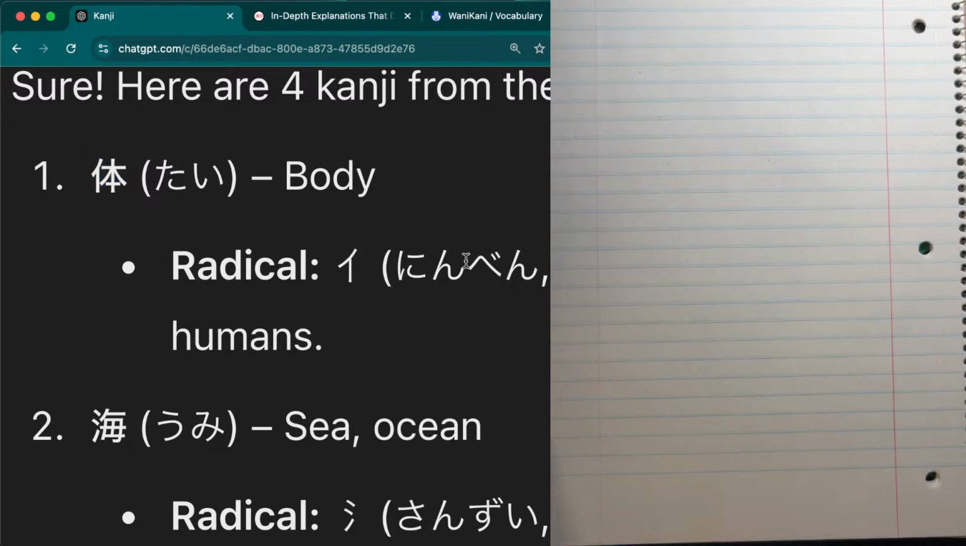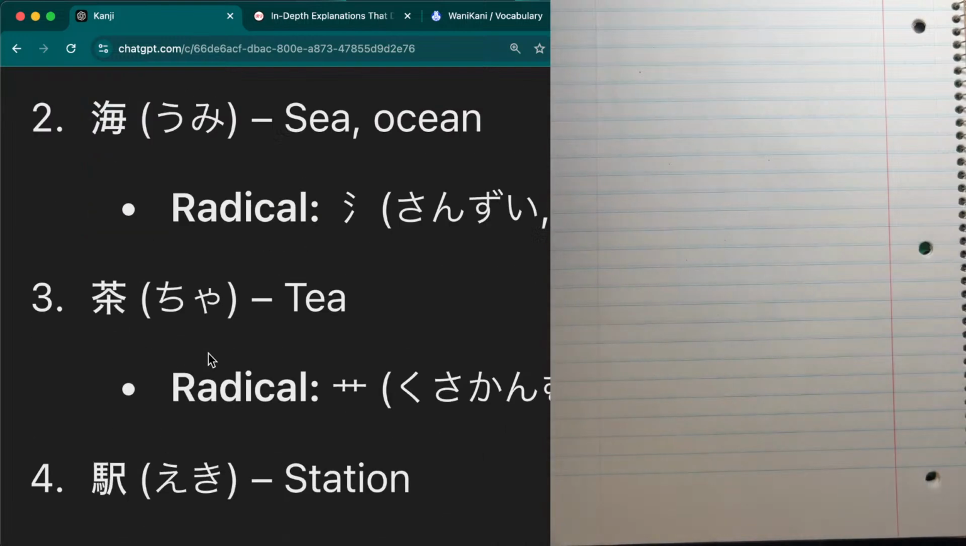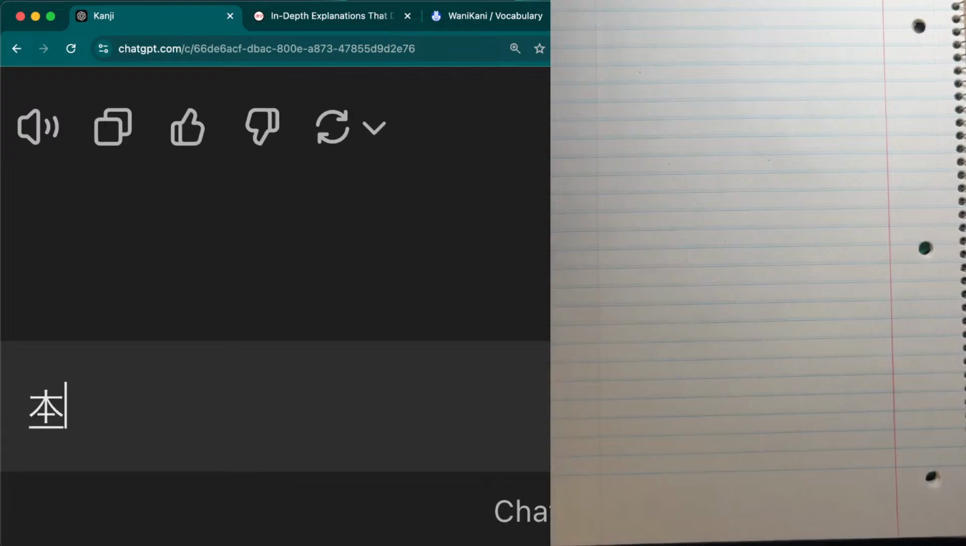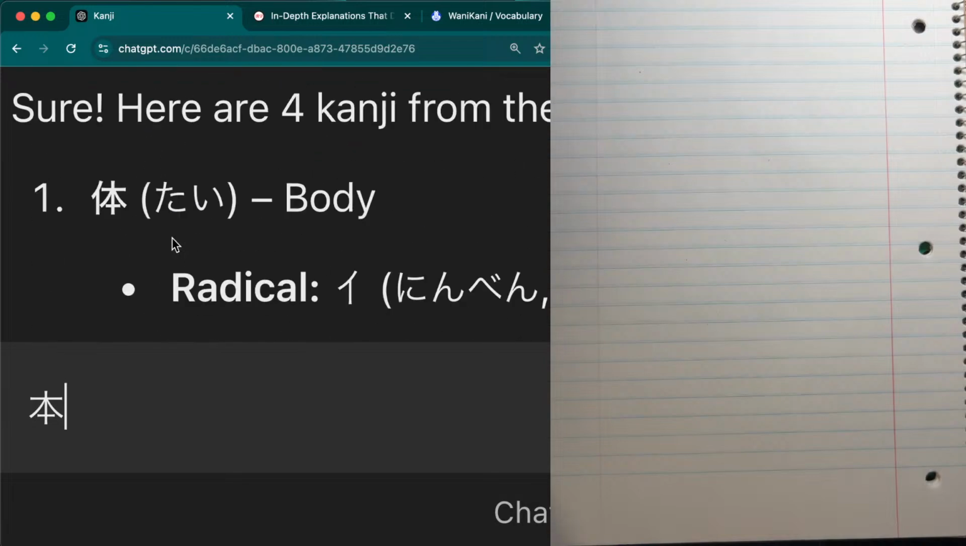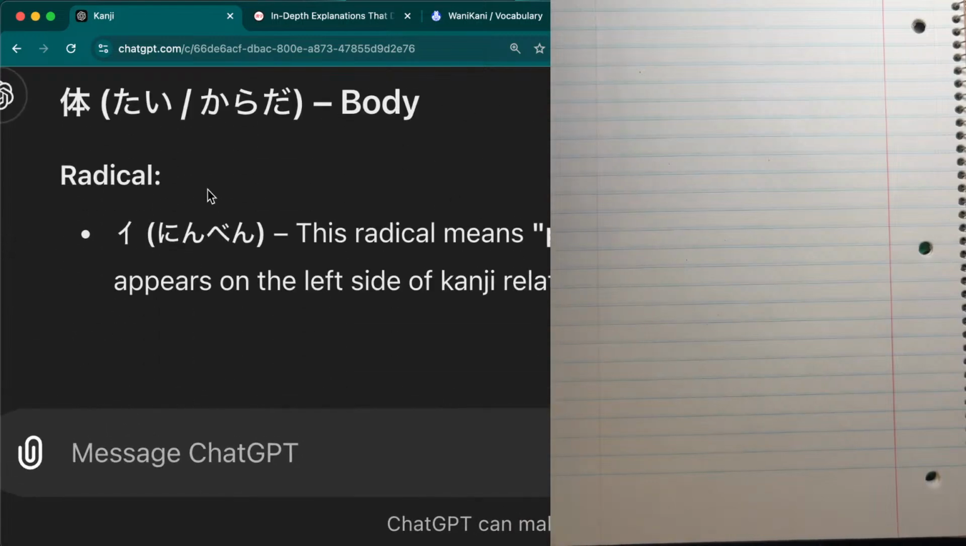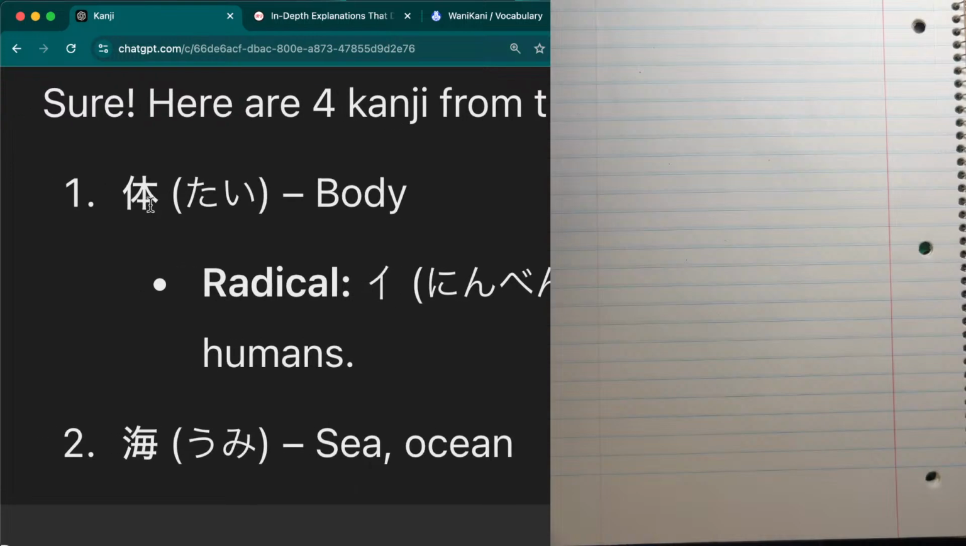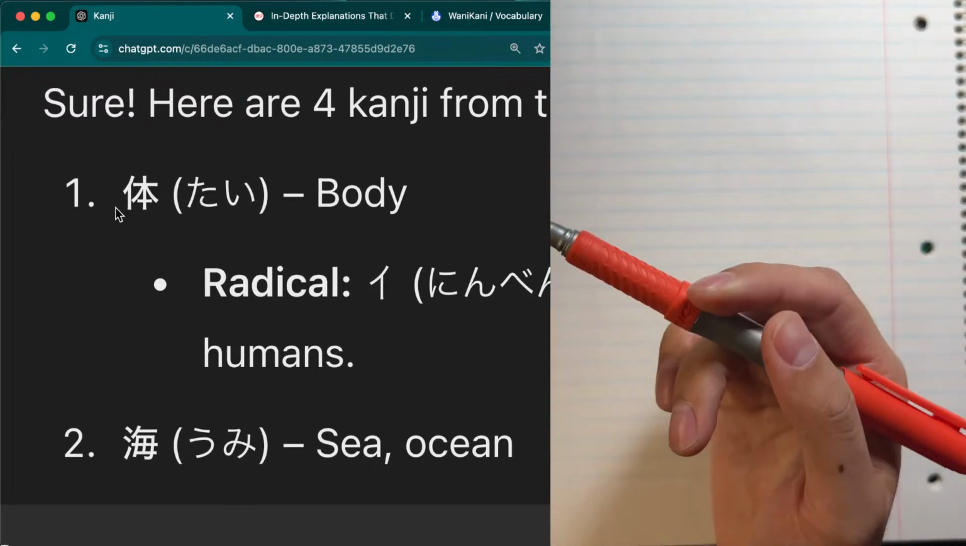They're still giving the radicals, but they're not giving the second radical. That's something that has been an error since yesterday. So the person radical on the left side and then hon on the right side. That's hon, right? I'm pretty sure that's hon. Let's just type in hon real quick just to verify. Yeah. I never noticed that about body because this is the kanji for karada, I believe. So let me make sure. Yeah. I never noticed that at all because I never paid attention to radicals or anything like that.